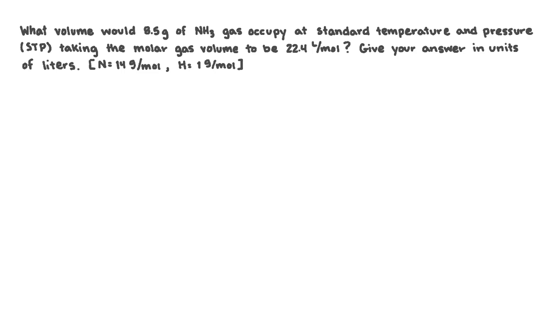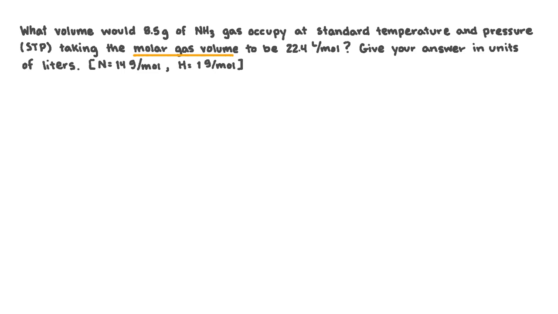What volume would 8.5 grams of NH3 gas occupy at standard temperature and pressure, STP, taking the molar gas volume to be 22.4 liters per mole? Give your answer in units of liters. N equals 14 grams per mole, H equals 1 gram per mole.